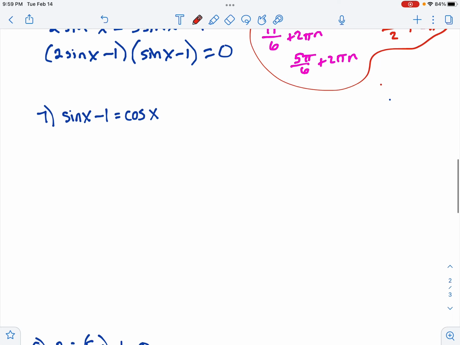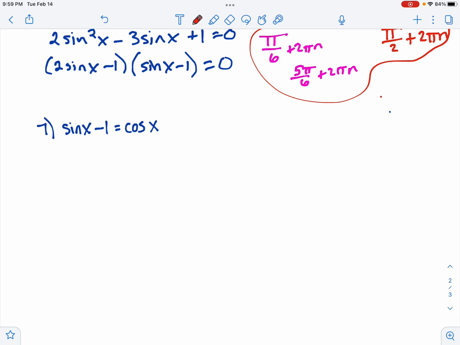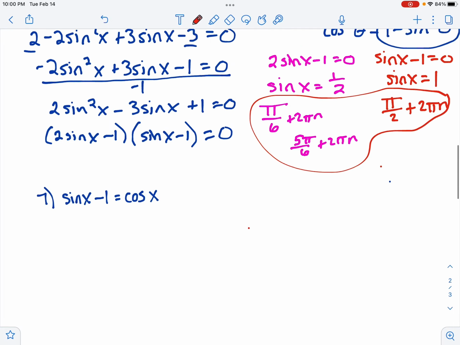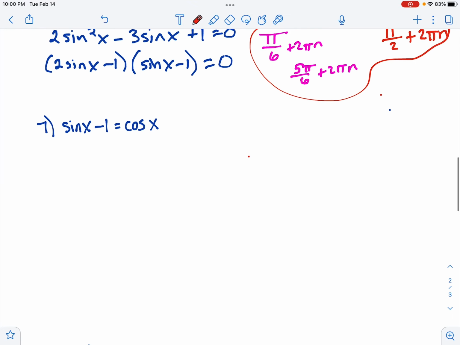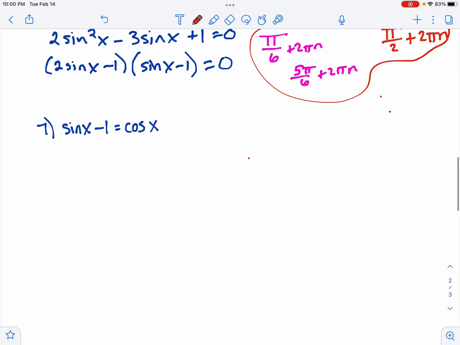All right, let's look at this one. Now this one, we don't have anything to substitute in yet, but what can we do to manipulate this equation so that we can? Let's see what happens if we square both sides, because we already have those Pythagorean identities, right? So we can substitute stuff in. So if I square both sides, what do I have?